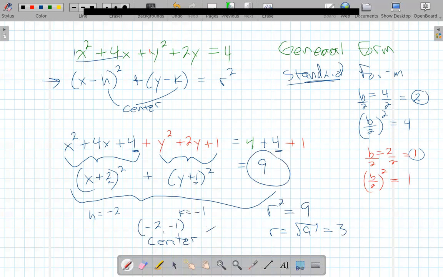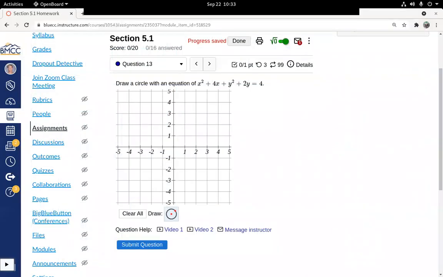Now that I know the center and the radius, I can graph it using that 2-point graphing program. So if this question just said, hey, what's the standard form? Well, okay, I got that right here. But this question said graph it, which means I need to know the standard form to get the center and the radius. So to use this here, I'm going to click the center, which was -2, -1.